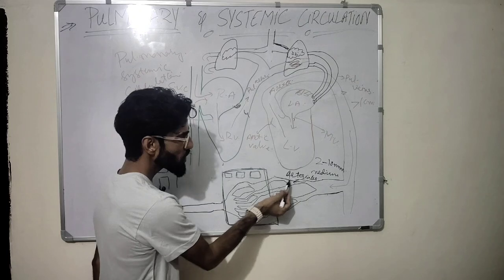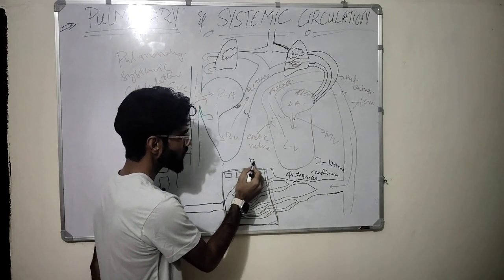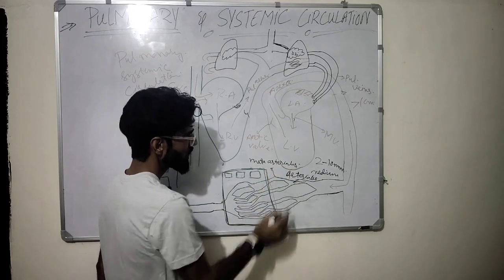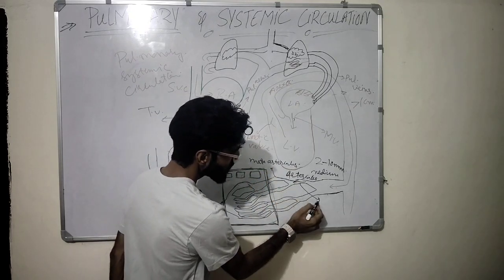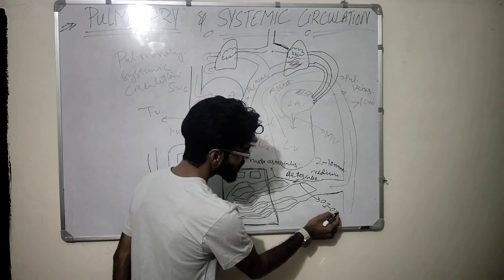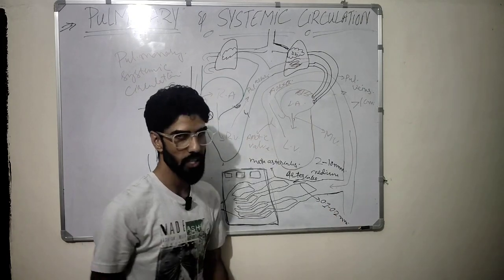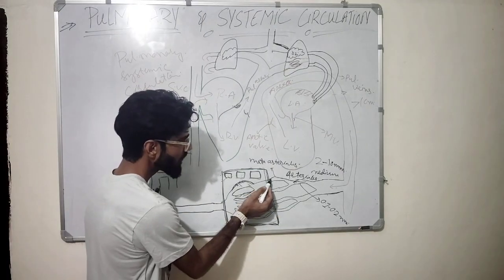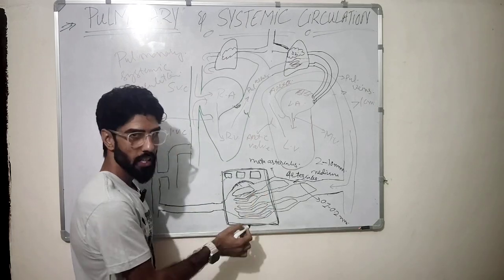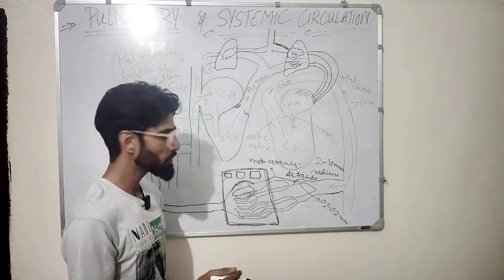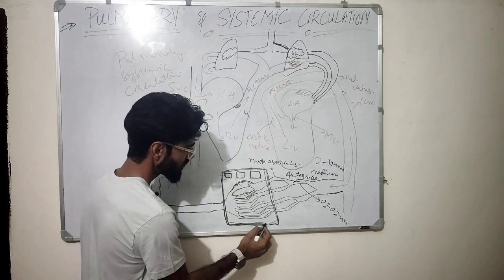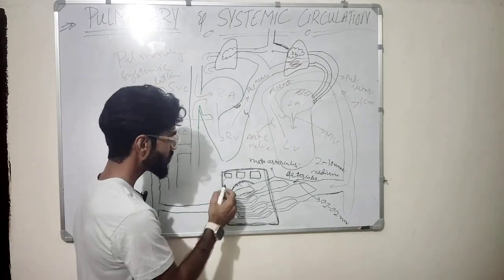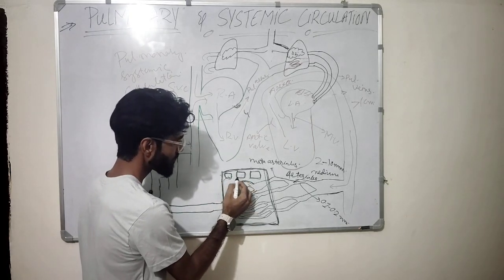Then the arterioles will break down into meta-arterioles. Arteriolar diameter is around 0.1 to 0.2 mm. Then the meta-arterioles will break down into the capillaries. These capillaries will perfuse the tissue. Suppose this is a tissue here, a liver tissue or stomach tissue or intestinal tissue, and these are the cells of this tissue.